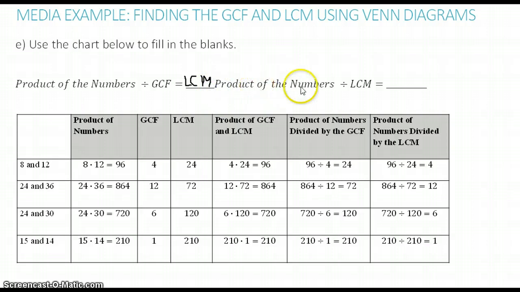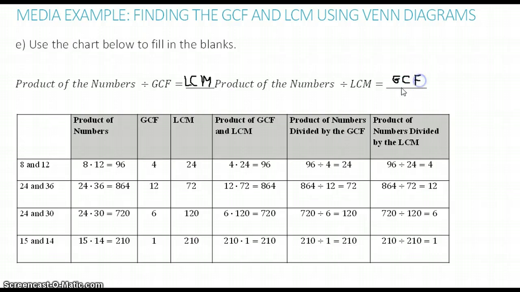And now we want the product of the numbers divided by the LCM. Well, looking here, we have 4, 12, 6, and 1. Notice this corresponds to the GCF, 4, 12, 6, and 1. So the product of the numbers divided by the LCM is the GCF.